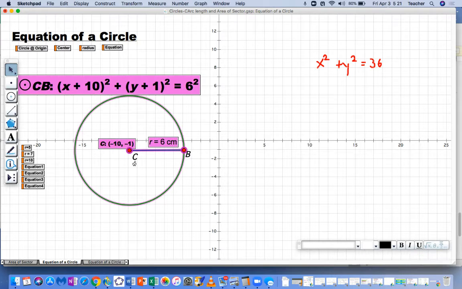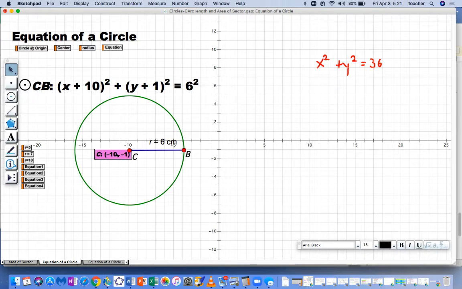Right, negative 10, negative 1. Negative 10, negative 1 is the center. So that should be x plus 10, and y plus 1, because we're going to switch those. Again, same radius, 6 squared, which would be 36. Okay? All right, let's change the radius.